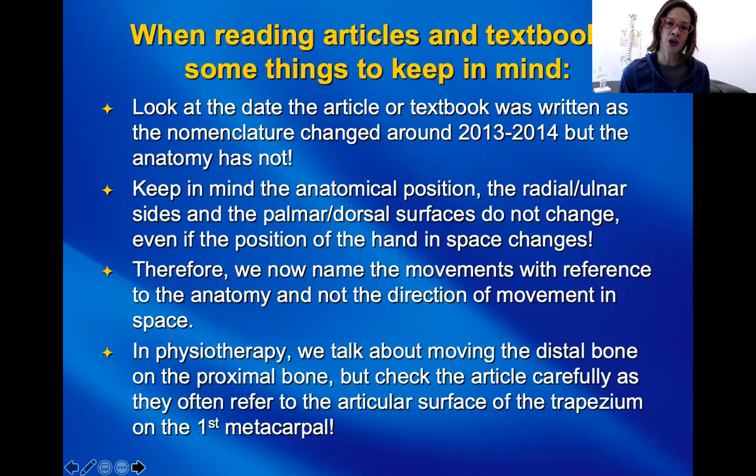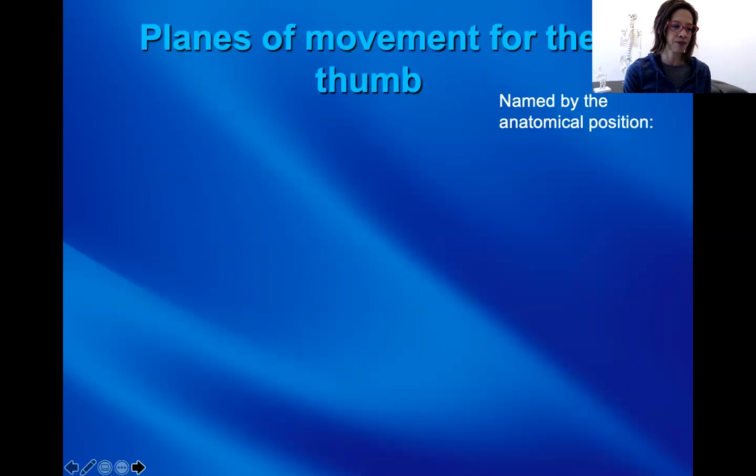And don't forget also that in physiotherapy, we talk about moving the distal bone on the proximal bone when we are looking at ways of mobilizing. But I find often when the articles are referring to the thumb, they often talk about the articular surface of the trapezium on the first metacarpal, which is the complete opposite. Just make sure you look at that.